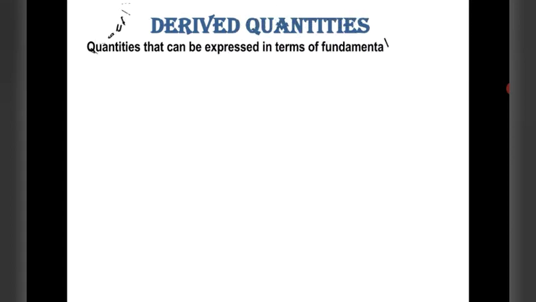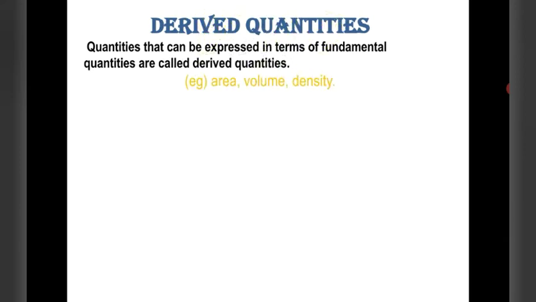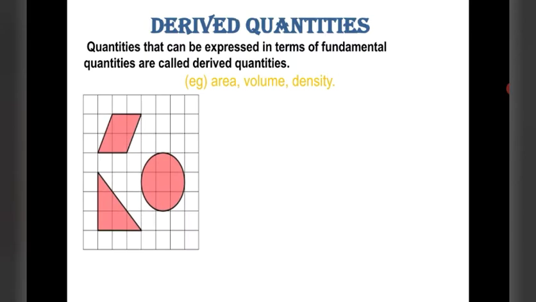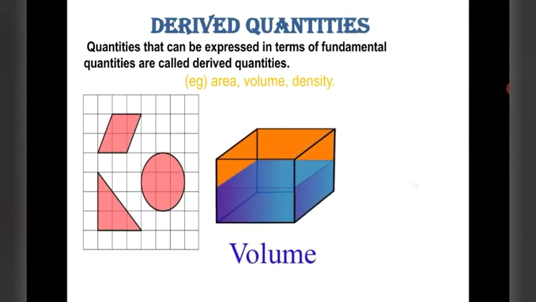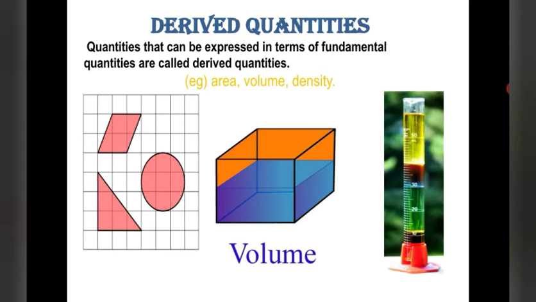Then derived quantities. Quantities that can be expressed in terms of fundamental quantities are called derived quantities. Examples for derived quantities are area, volume, density. In the third picture, you can see the liquids are separated according to density: the highest dense liquid is at the bottom and the lowest dense liquid will be at the top.